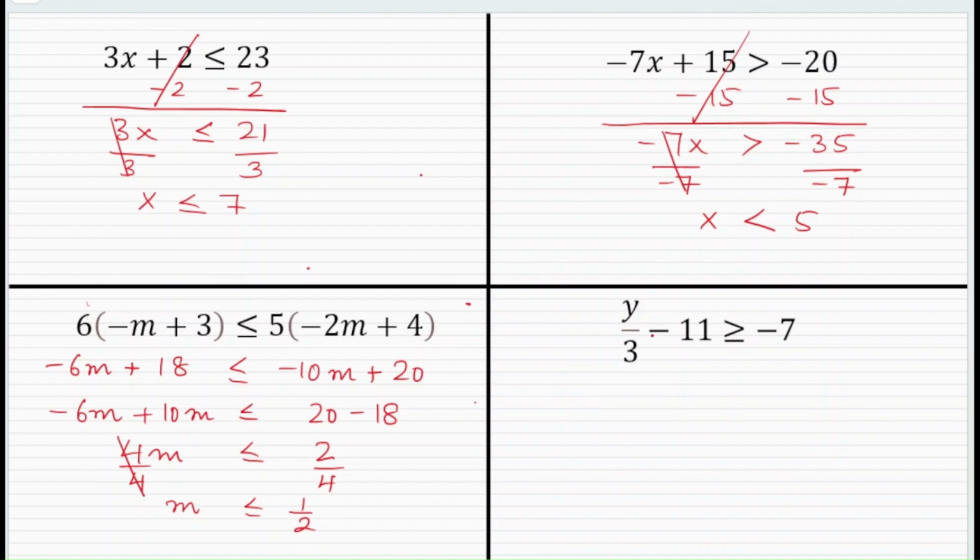In this one, I can see that it's y over 3 minus 11 greater than or equal to minus 7. The rule is the same: eliminate this minus 11 first of all. So this is 0, and y over 3 is greater than or equal to minus 7 added to 11, which is 4. And now this 3 is being divided, so when it shifts to that side, it will go with the sign of multiplication. So I get 3 times 4. So y is greater than or equal to 12.